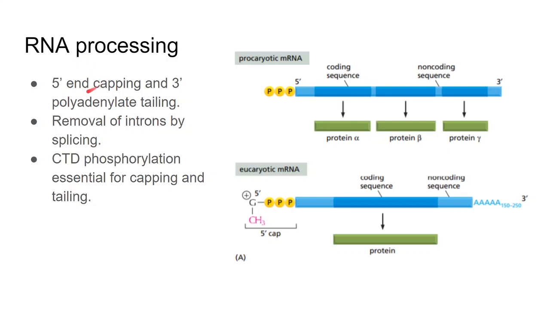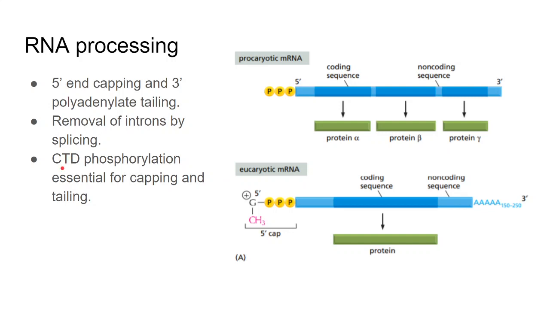Anyway, you have the 5' capping and 3' tailing, polyadenylate tailing, occurring in eukaryotes. So this is a 5' cap and this is a polyadenylate tail. Polyadenylate means poly A tail. You have a lot of A's, 150 to 250 times, and this is your tail, and a cap is a methylated guanosine.